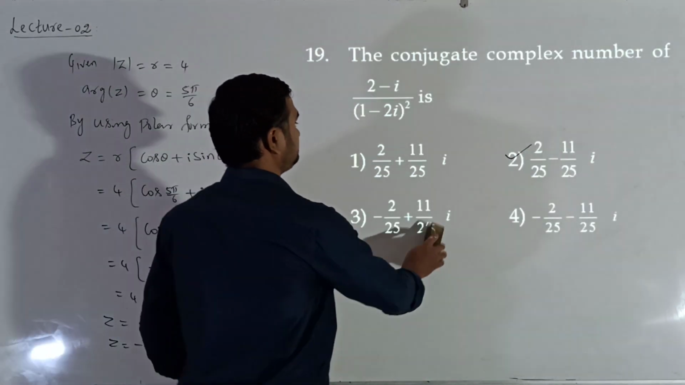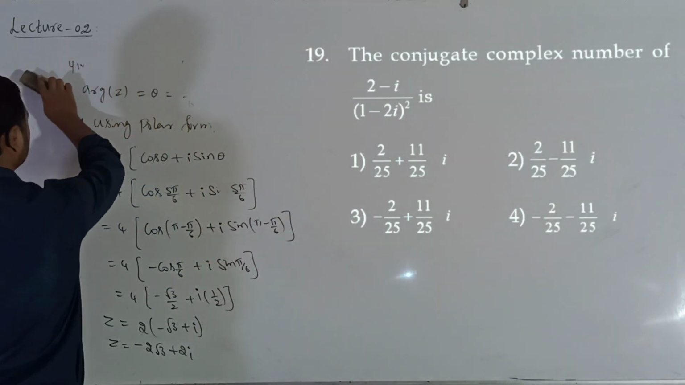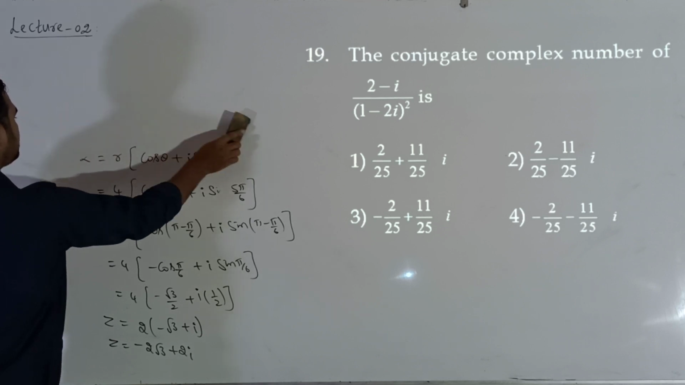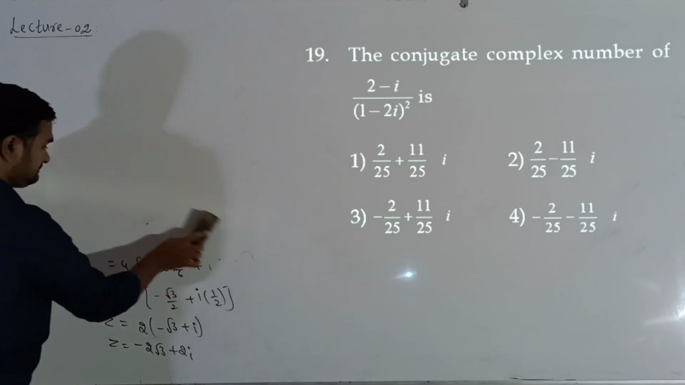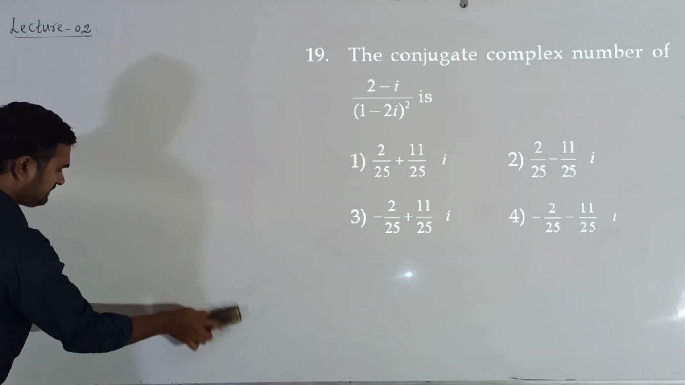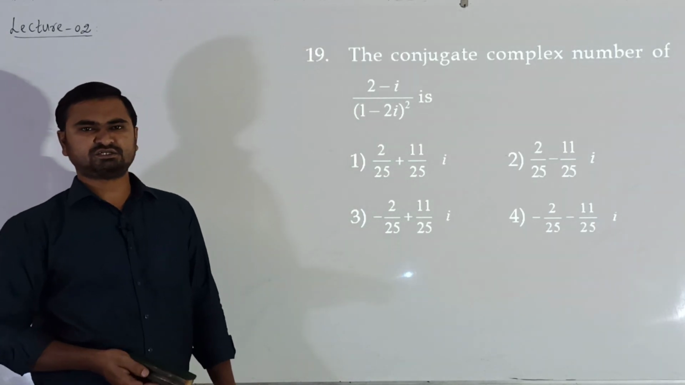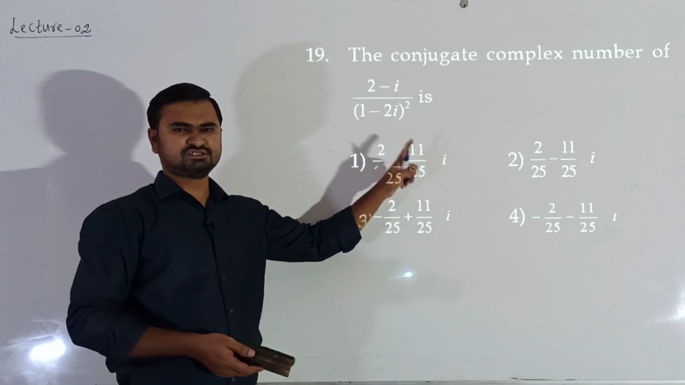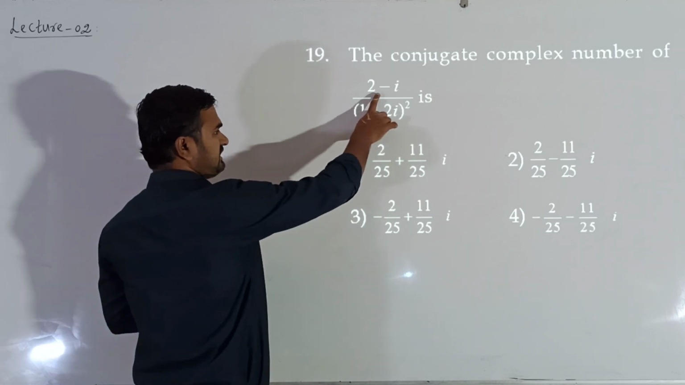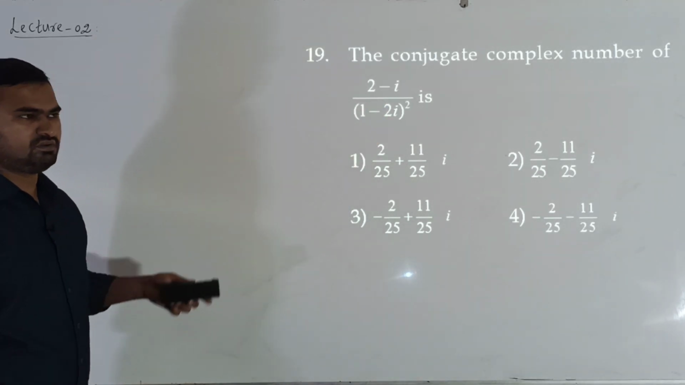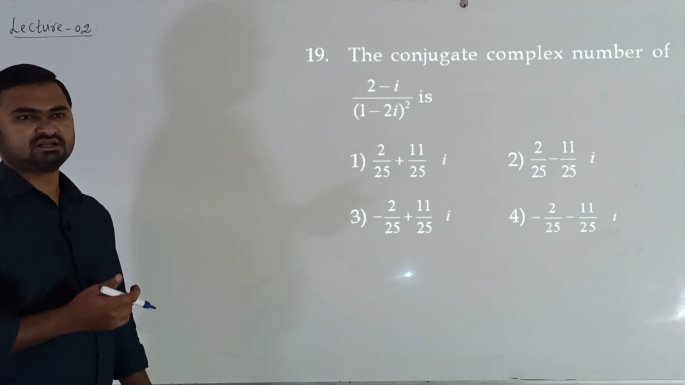See 19. Some complex number is given, and we have to find its conjugate. So what is meant by the conjugate of a complex number? When z is in the form x plus iy, the conjugate is z bar equal to x minus iy. We change only the sign of the imaginary part. Is the given complex number in the form a plus ib or x plus iy? No, it is not in that form. So first we simplify it and write it in the standard form, then only we can take the conjugate.